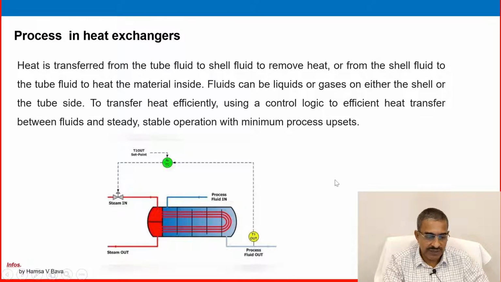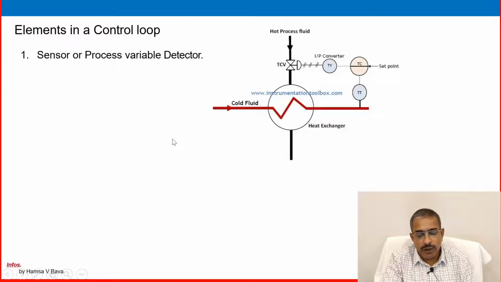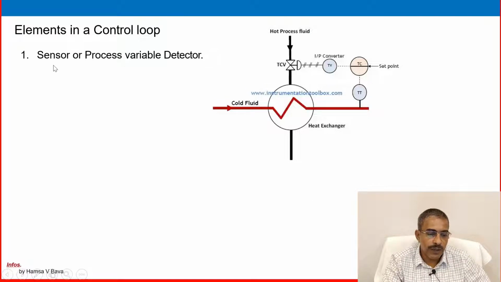So this is a simple control loop. We have already discussed the elements in a control loop in process control. Number one is the sensor. The sensor is placed in this process line, either in the cold fluid or hot fluid. Then we will put a transmitter. The sensor gives the temperature signal to the transmitter.